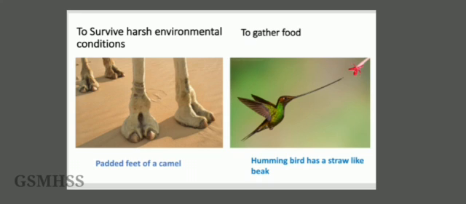In the second picture you can see the hummingbird. Hummingbirds have a straw-like beak to drink the nectar from flowers. This straw-like beak helps to gather food.